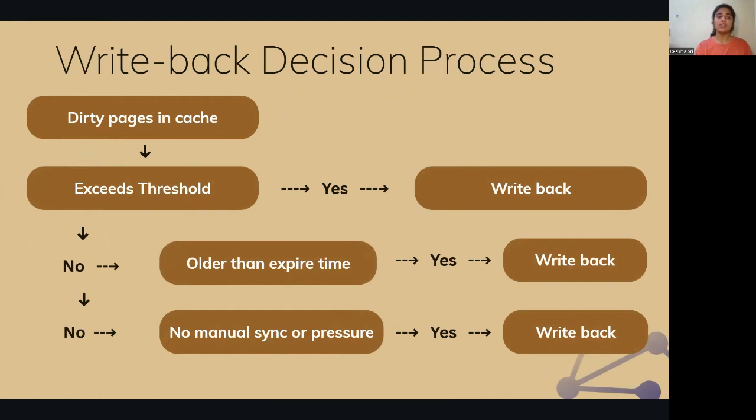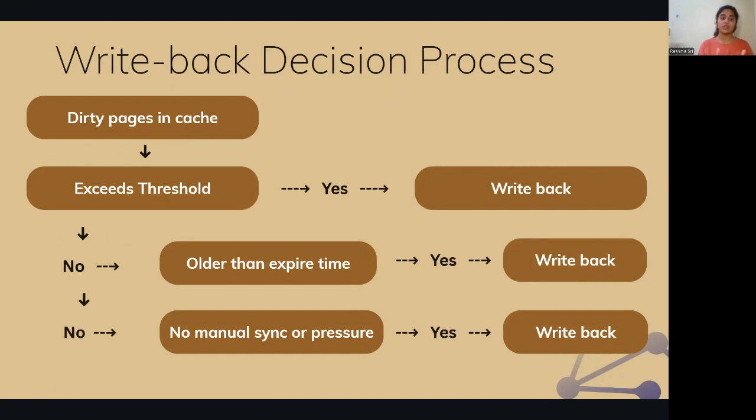Talking about the process of these write-back decisions. When a dirty page in the cache is encountered, we check the following conditions. If the threshold value of our background flush or threshold flush is exceeded, then the dirty page is written back, or flushed, to the main memory, to the secondary memory.